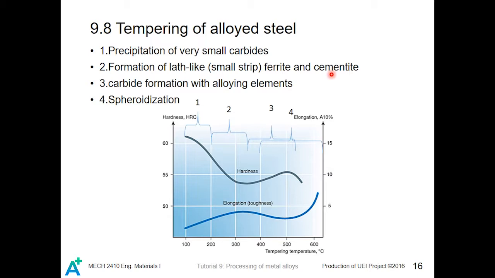And after phase two, it will come to phase three, which is the carbide formation with the alloying elements. And afterwards, it will be spheroidization, which is the formation of the spheroidite in the final phase. So in these four phases, the hardness is first reduced and then raised to a certain point due to the carbide formation with the alloying elements, and then will still drop due to the spheroidization. And the elongation or the ductility will rise during this process.